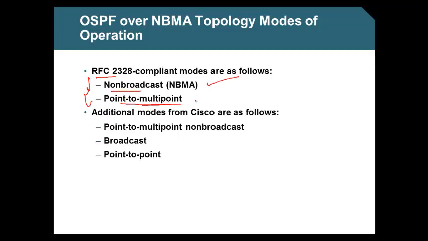And these three are only Cisco additional. This can be for hub and spoke. This can be for full mesh. This can be for hub and spoke and full mesh. Sorry, this is not for full mesh. Yeah, this is only for full mesh. Full mesh, full mesh. This can be used for partial mesh or hub and spoke.